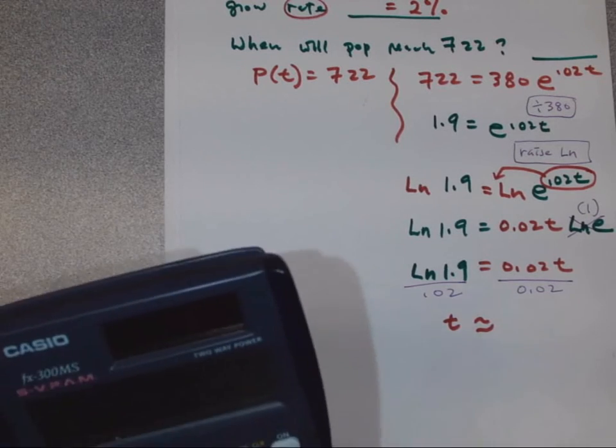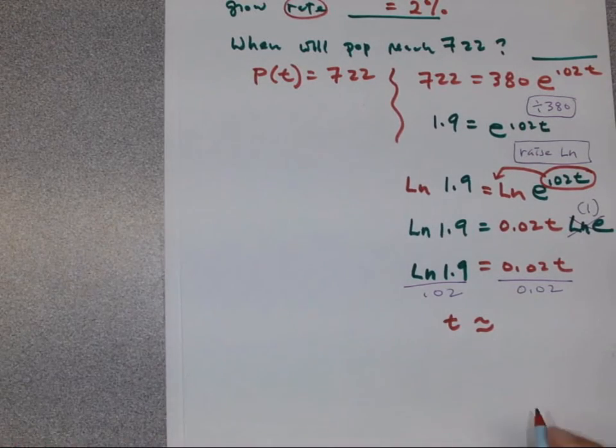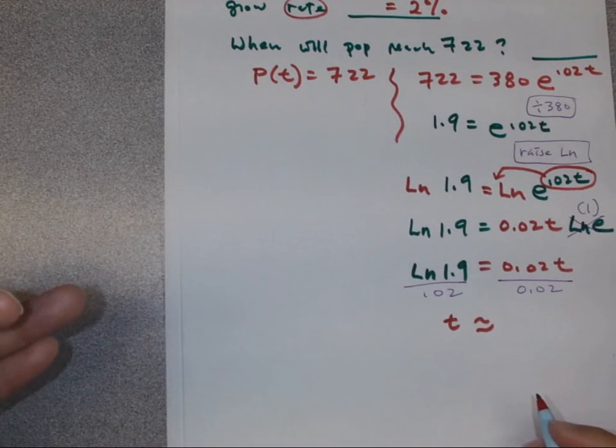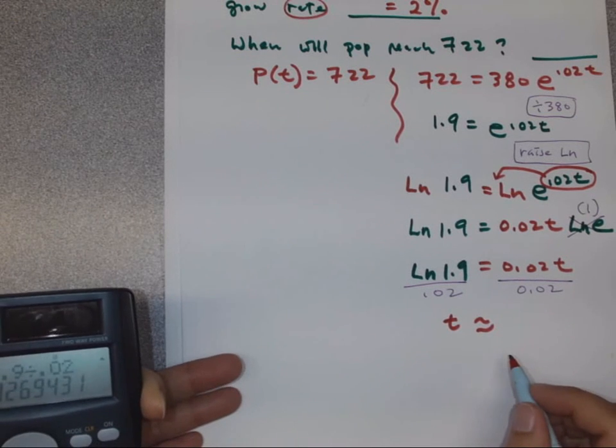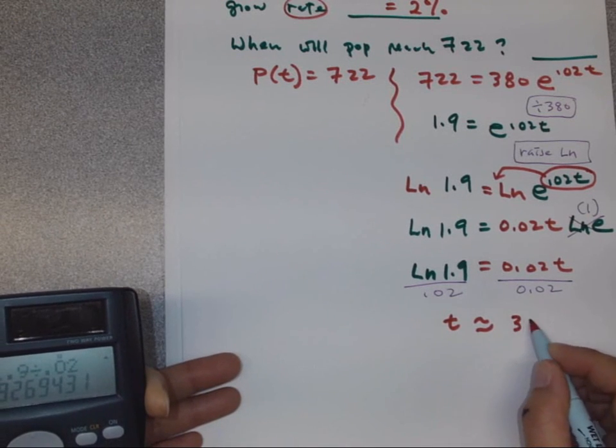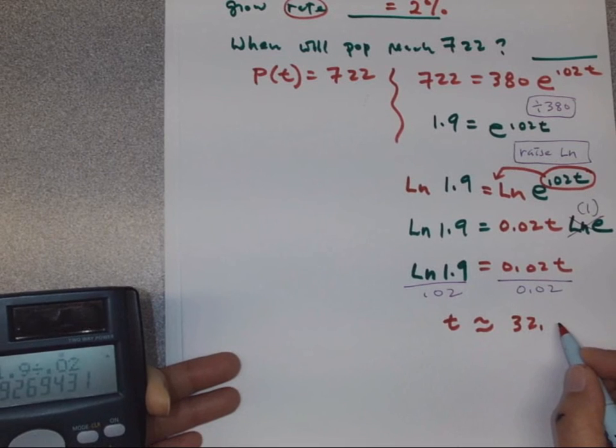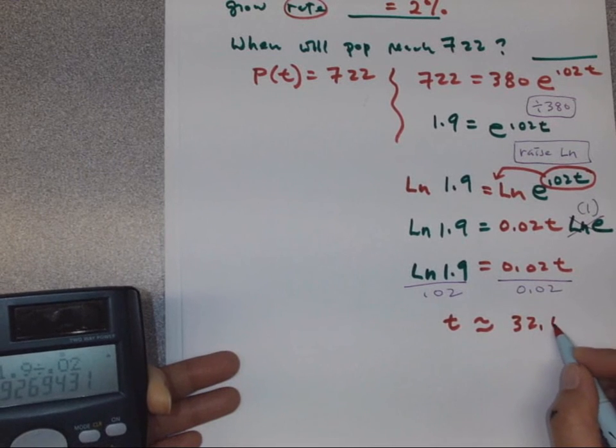Oh, what did you say? I'm sorry, say it one more time. 32.09. Is that what everybody gets? Sorry about that. 32.09, right? Okay.